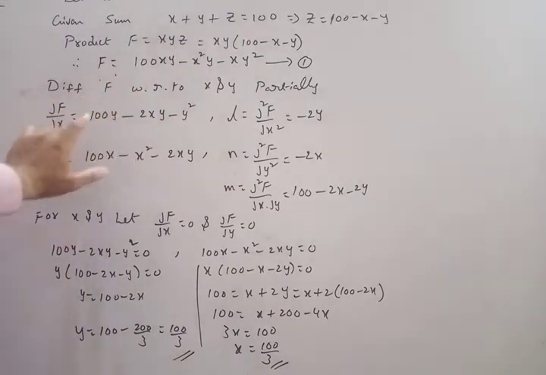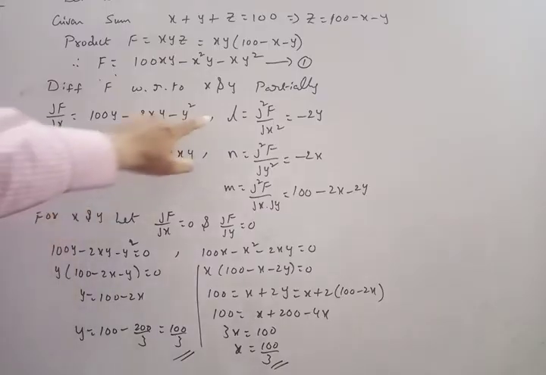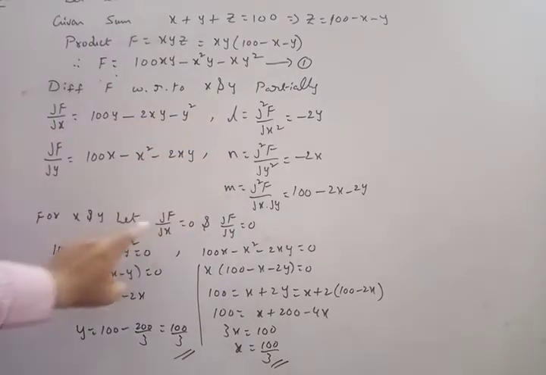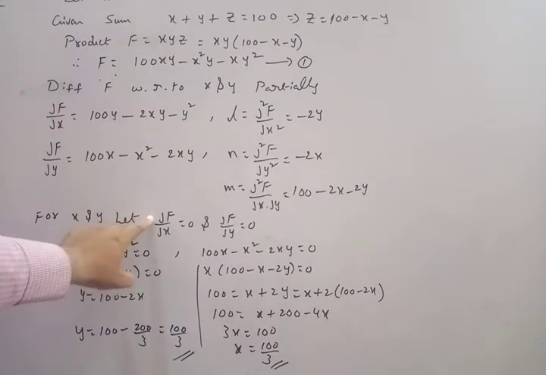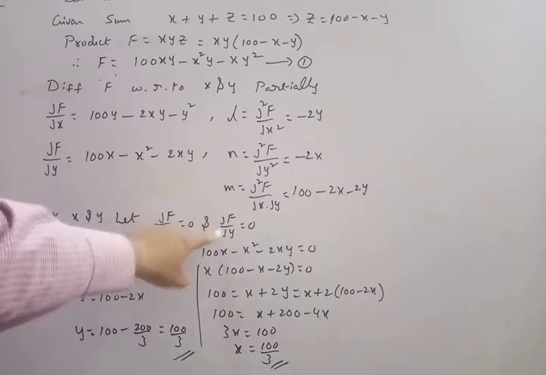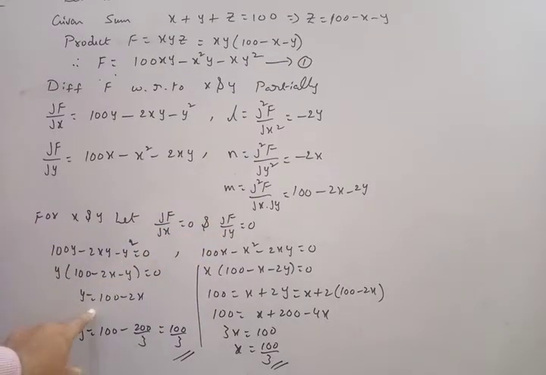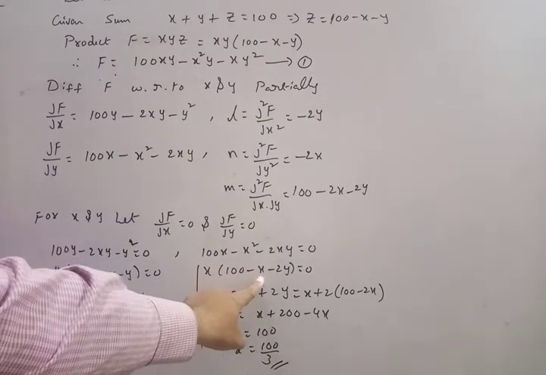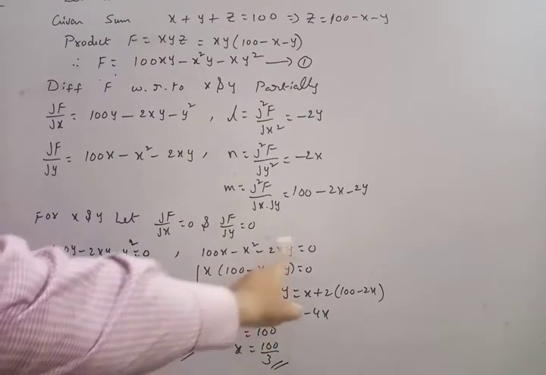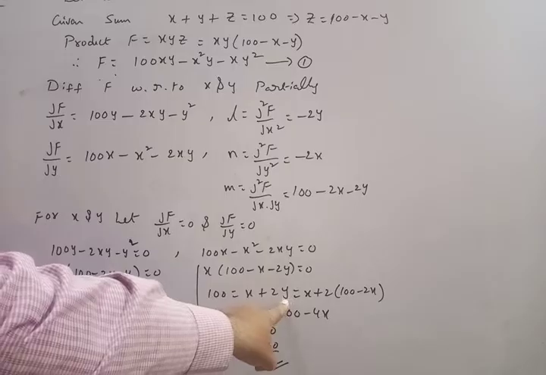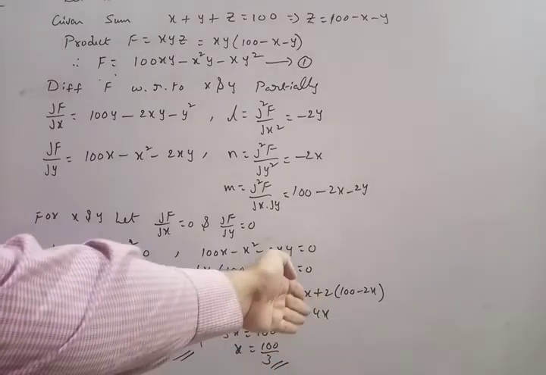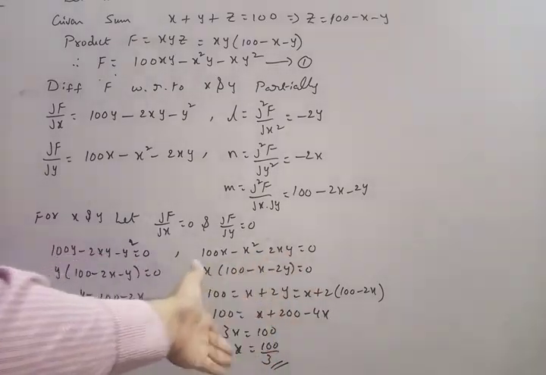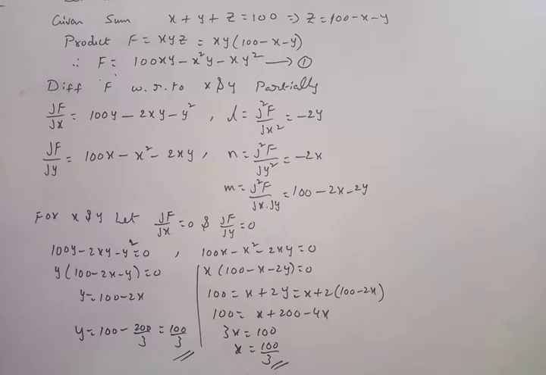Then differentiate f with respect to x, with respect to y, and calculate L, N, M. So for x and y, you need to equate dou f by dou x to 0 and dou f by dou y to 0. I equated, I got the y value, I got the x value here, x is equal to 0. Then I substituted, these two will come this side, x plus 2y. In place of y, I substituted. So I did it a little directly. So I got the x value as 100 by 3.